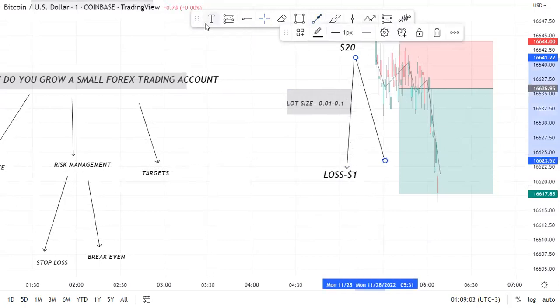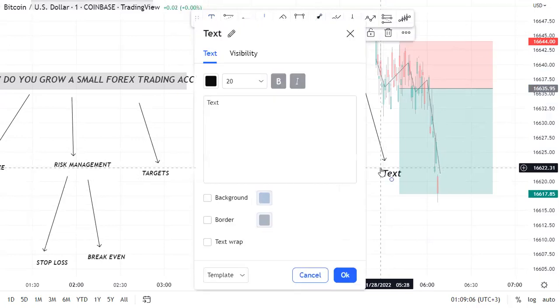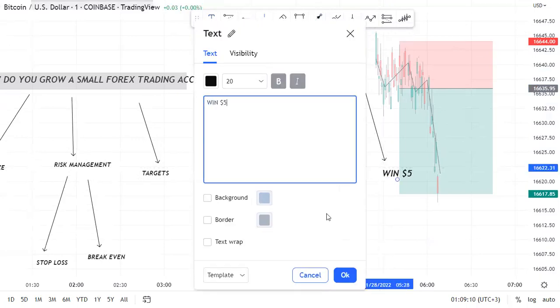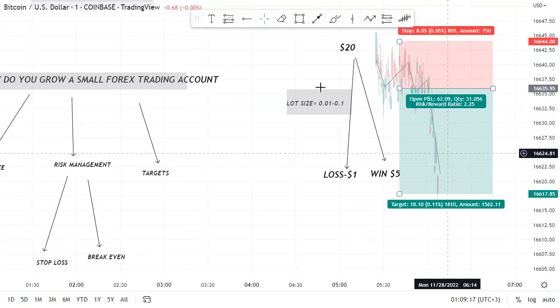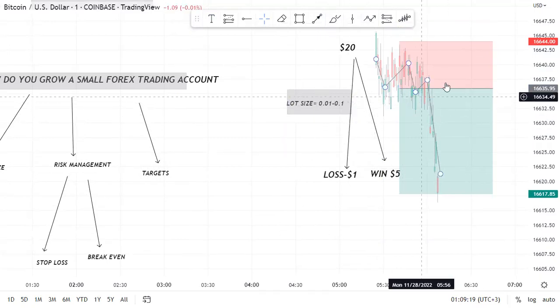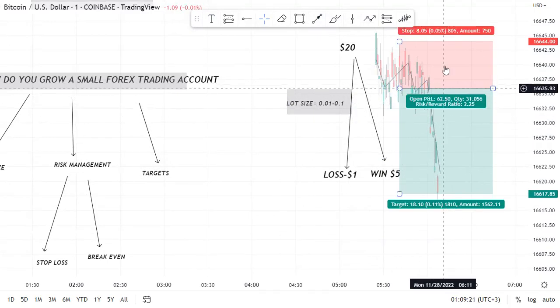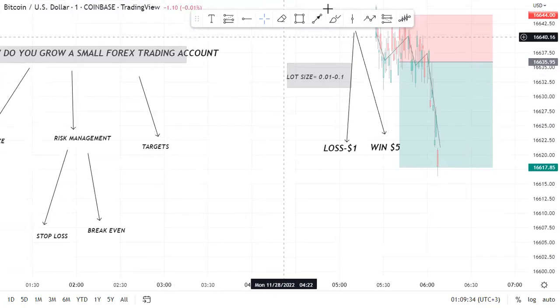So we are saying every time that you are going to win the trade, you're going to be winning like $5, right? So if you develop a system that every time that you enter the trade, if you lose $1, if you win $5, you're going to see that it will take like 20 times for you to actually blow your account, right?